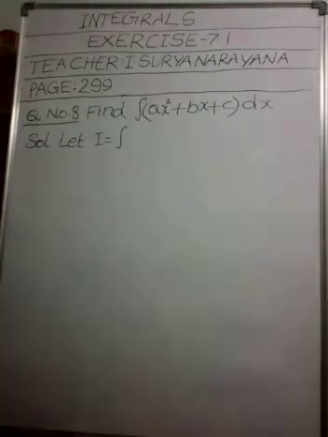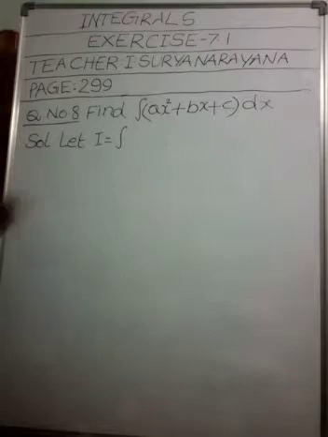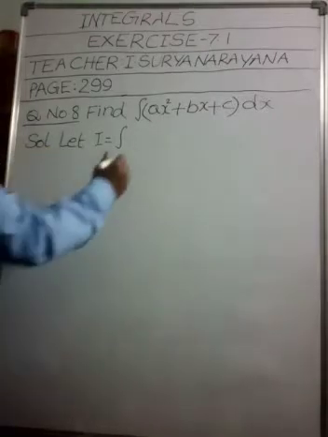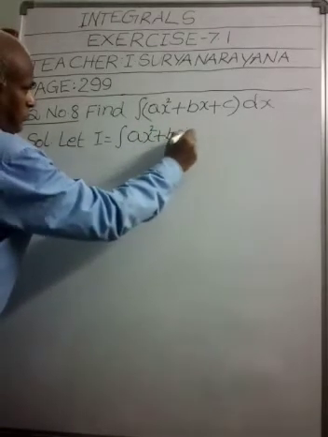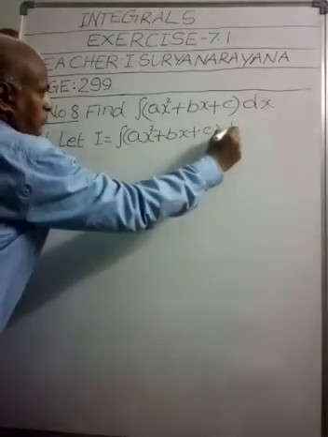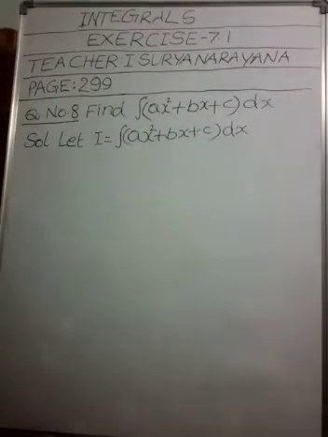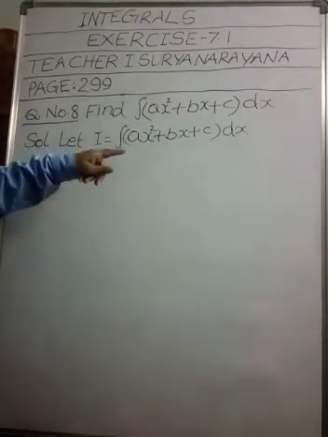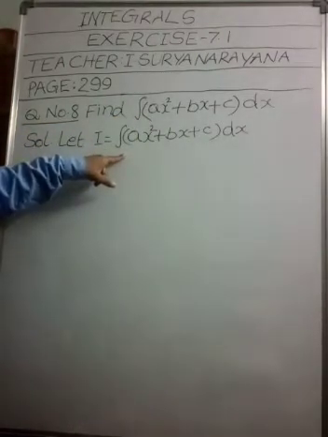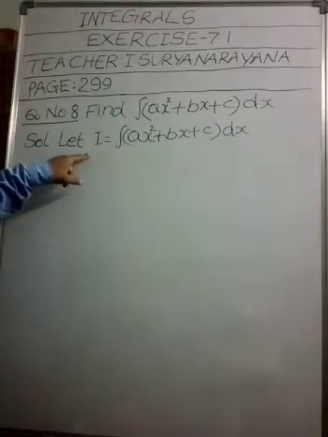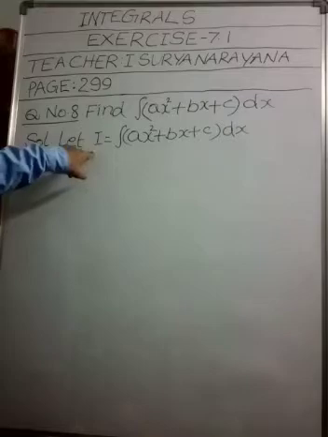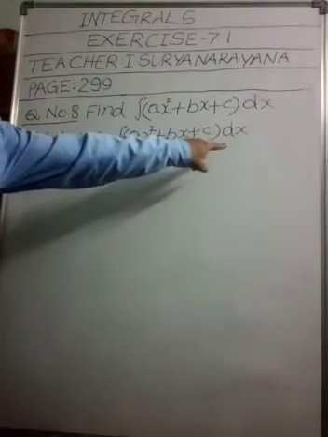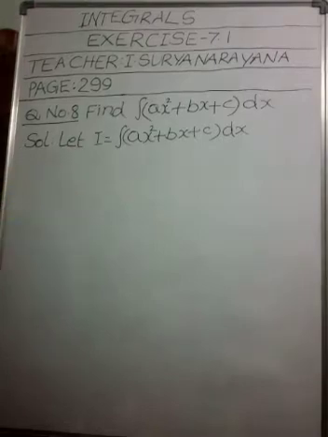First of all, let us consider the given function: I is equal to integral ax square plus bx plus c dx. First we are assuming that the given integral is capital letter I. In the previous class also I told you, throughout this chapter we assume that the given integral is capital letter I. So integral ax square plus bx plus c dx is considered as I.